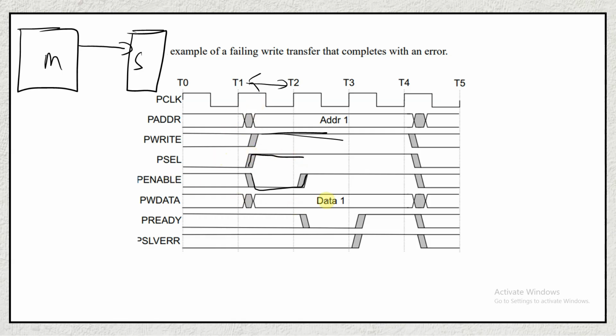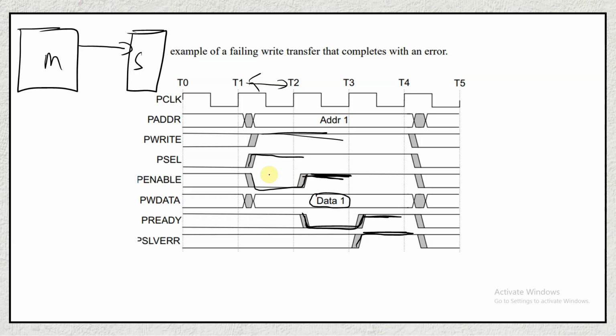Now your PENABLE was equal to 0 and the master is sending the data from the address phase only. Now your PREADY was equal to 0. Whenever you have entered into the data phase, your PENABLE is equal to 1, but your PREADY is still 0. That means it is an extended transfer and the slave is not ready for any kind of transfer. Now whenever your PREADY is equal to 1, the slave error is also made 1 by the slave. That means it is an error transaction.